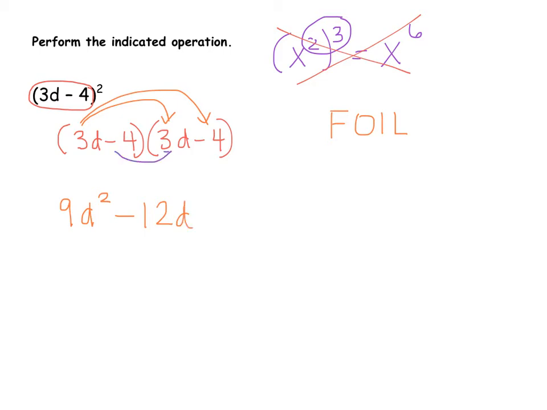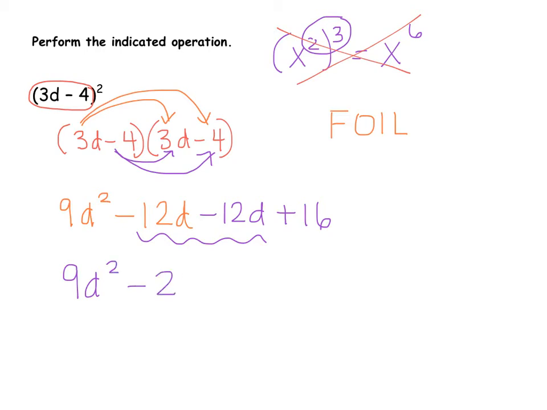And then we have the inside, negative 4 times 3d, so another negative 12d. And then last, negative 4 times negative 4, so positive 16. Frequently there's middle terms to add together, so if we add those up, we'll have 9d squared minus 24d plus 16 as our answer to our multiplication. Notice it's in standard form with d squared followed by d followed by a constant.